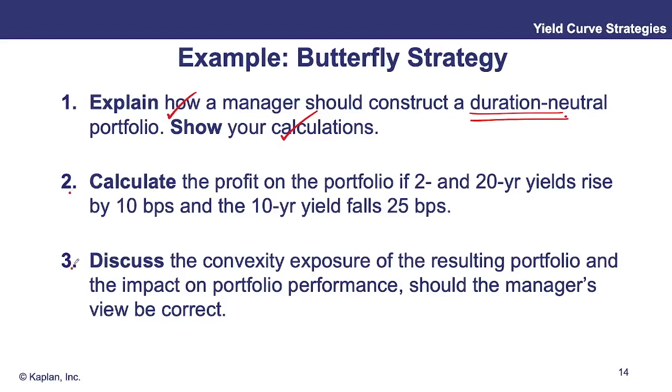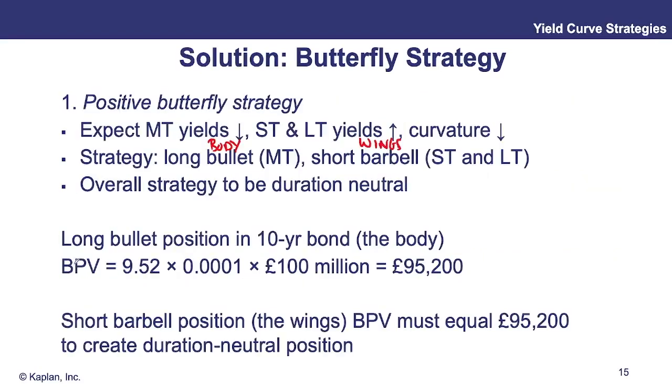We'll deal with these a bit after we've constructed the trade. So hopefully we're all okay visualizing essentially the drop in curvature. All right, so essentially the wings rising in terms of rates, and the intermediate rate falling, and that kind of reinforces that we want to buy the bullet, sell the wings. We know all about that. We want to be duration neutral. We want the BPV of our long body bullet to be equal to the BPV of our short wings or barbell. It's nice and easy to get the BPV of the long position.